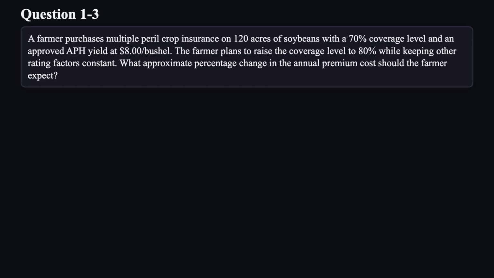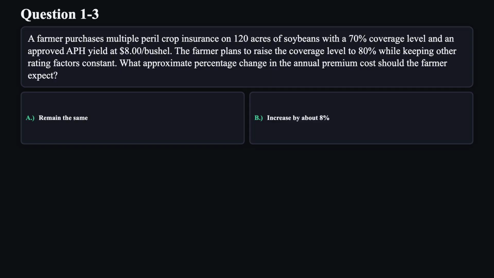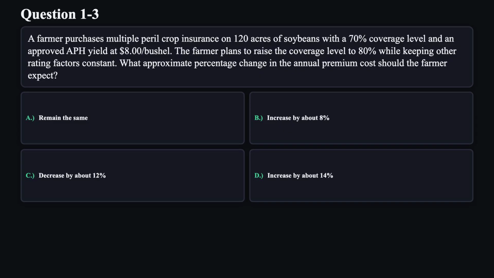Question 3. A farmer purchases multiple peril crop insurance on 120 acres of soybeans with a 70% coverage level and an approved APH yield at $8 per bushel. The farmer plans to raise the coverage level to 80% while keeping other rating factors constant. What approximate percentage change in the annual premium cost should the farmer expect? A. Remain the same. B. Increase by about 8%. C. Decrease by about 12%. D. Increase by about 14%.